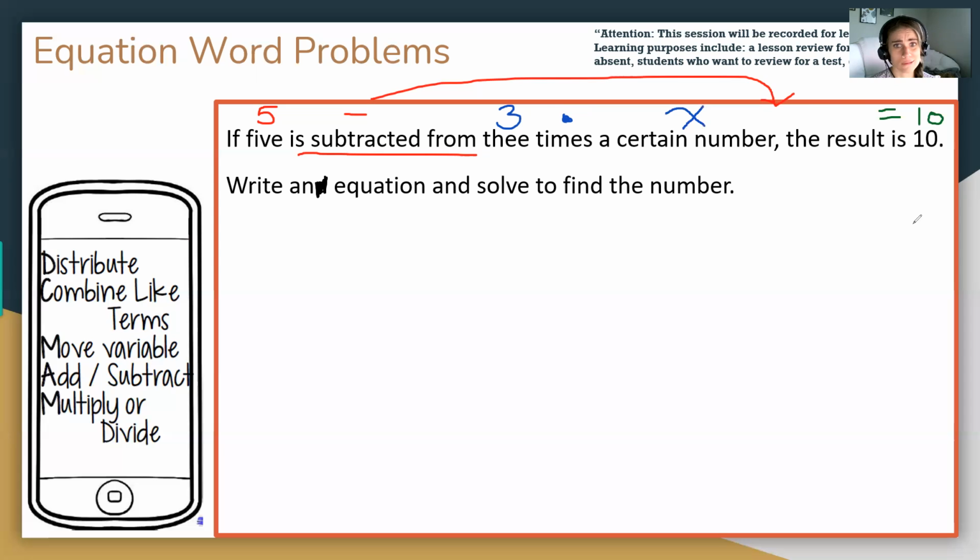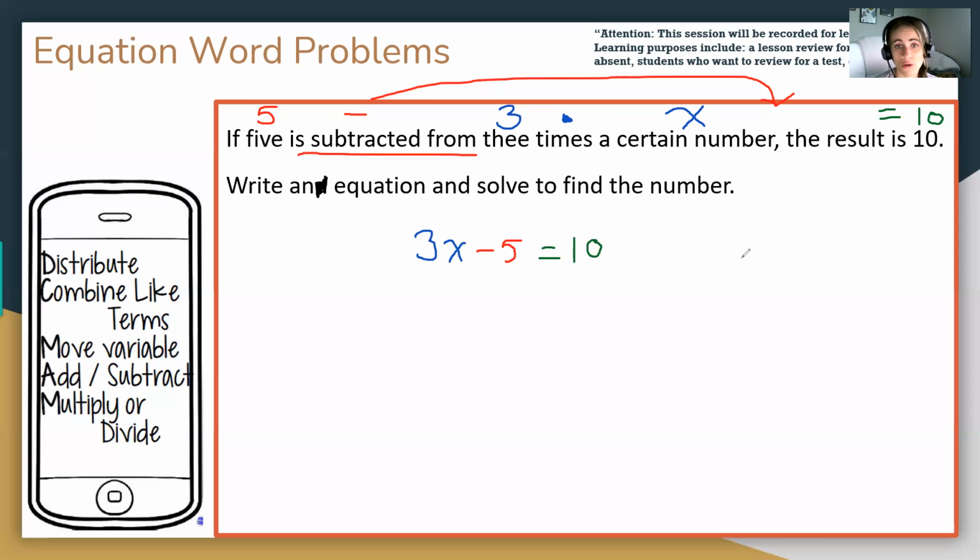All right, for the most part here, we've actually kind of written our equation directly above the words. All right, 3 times X. And remember, you can write multiplication however you want, with a dot, with an asterisk, with parentheses. But typically when you have a number times a variable, they're just written side by side. That's the most common way when you have that combo. And then 5 is subtracted from that. The result is 10.